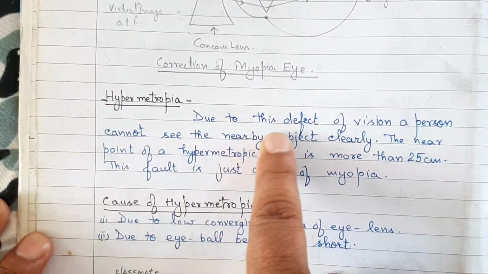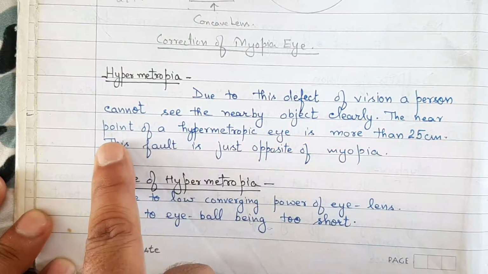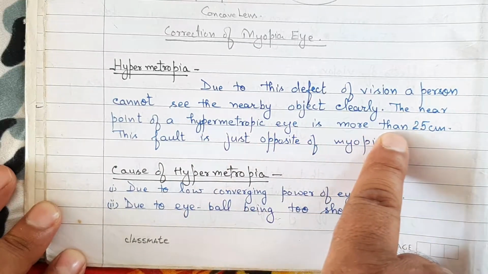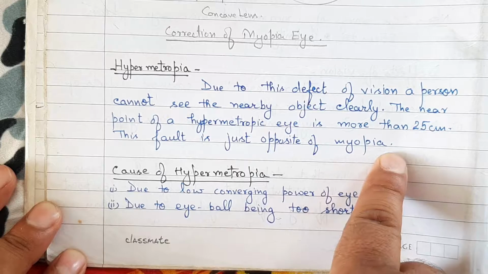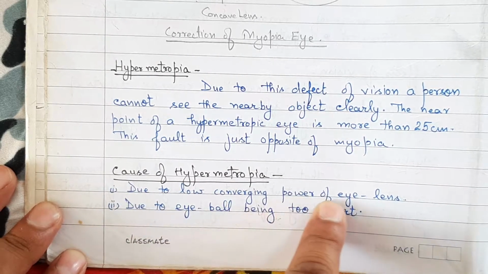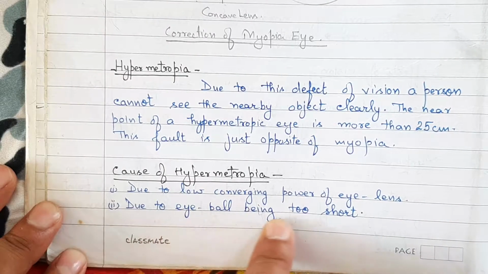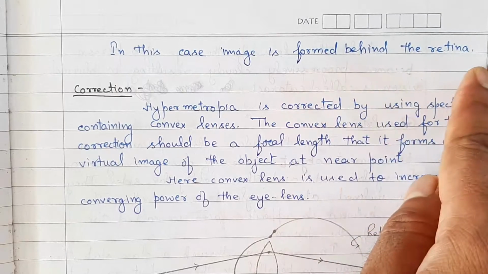Hypermetropia. Due to this defect of vision, a person cannot see a nearby object clearly. The near point of a hypermetropic eye is more than 25 cm. This fault is just the opposite of myopia. Cause of hypermetropia. Due to low converging power of the eye lens, due to the eyeball being too short. In this case, the image is formed behind the retina.